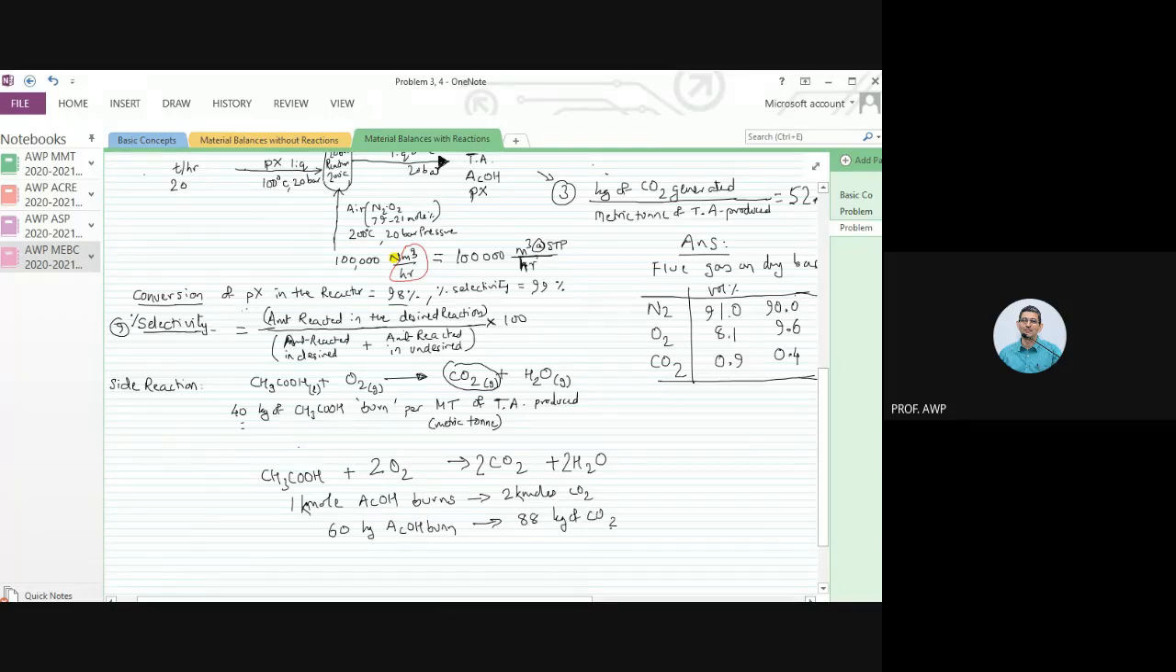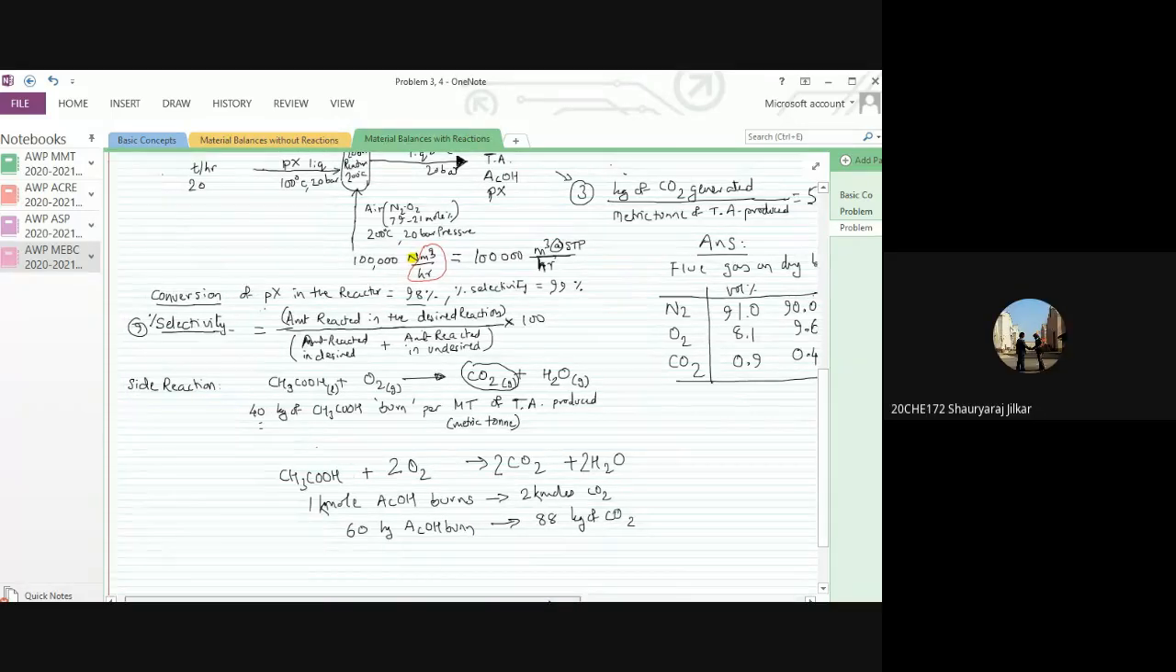Shaurya Raj, are you with me? Yes, sir. I'm just revisiting that calculation. No, don't revisit. Just pay attention. That's what I'm telling you. Don't revisit.